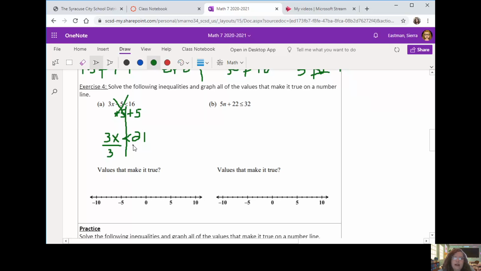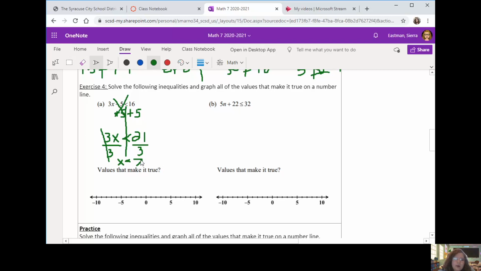Okay, again, they're very similar steps to solving equations. I would reduce that 3 to 1. Now the x is by itself. Symbol is still the same, and 21 divided by 3 is 7. So now I know that x has to be less than 7, right?